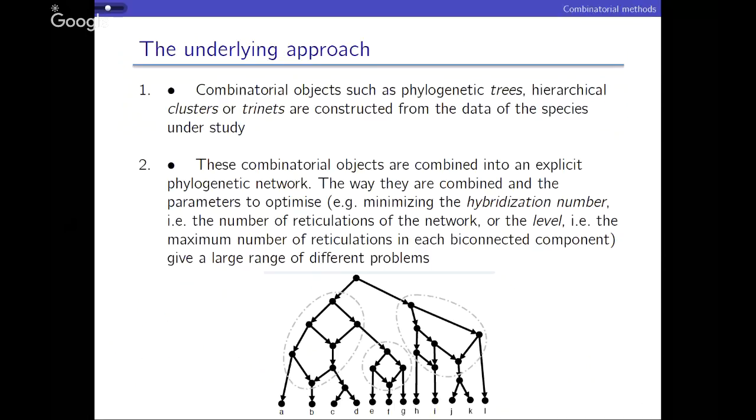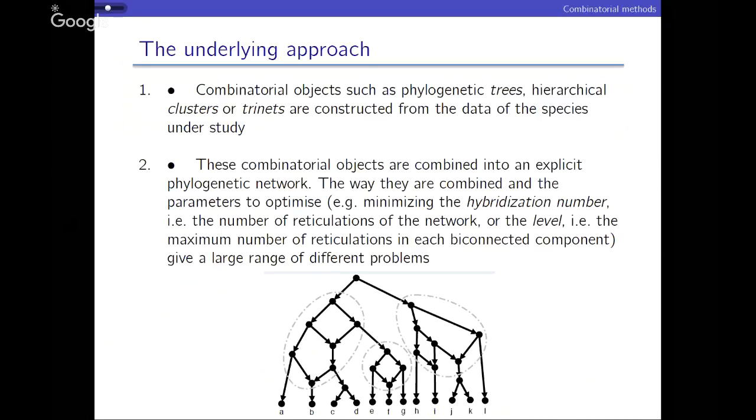There are two parameters that I'm going to talk about in this talk. The first is the hybridization number, also called the reticulation number, which is simply the number of reticulations of a network. Here, for example, in this network, we have 1, 2, 3, 4, and 5 reticulations, so the reticulation number of this network is 5.